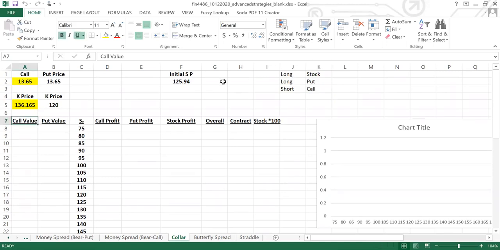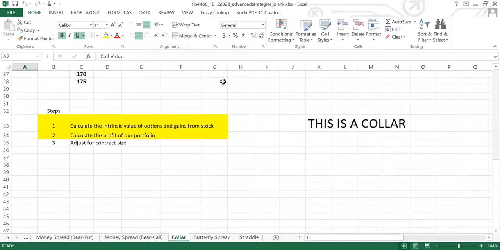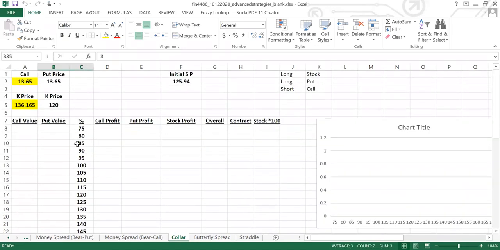And we will follow basically the same steps we have followed before. Step one, get the intrinsic value. Step two, get the profit of the portfolio or the stock in this case. And three, adjust for the contract size.